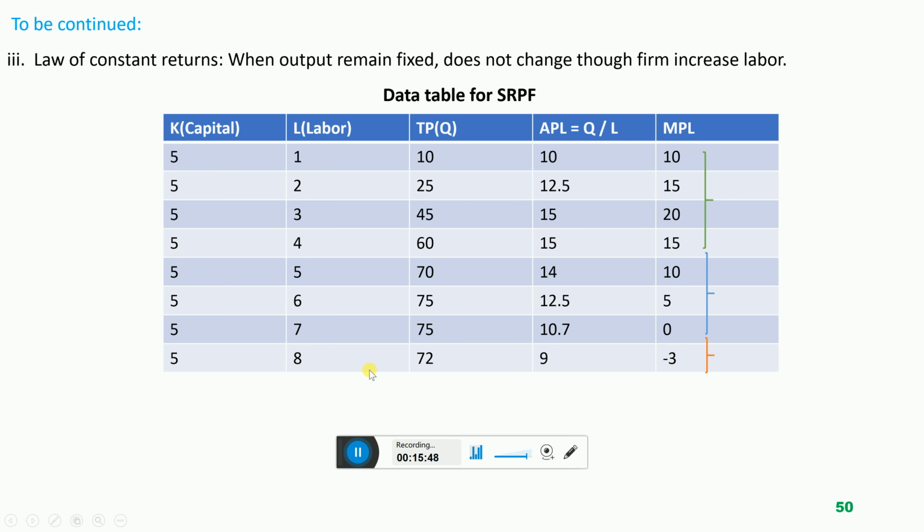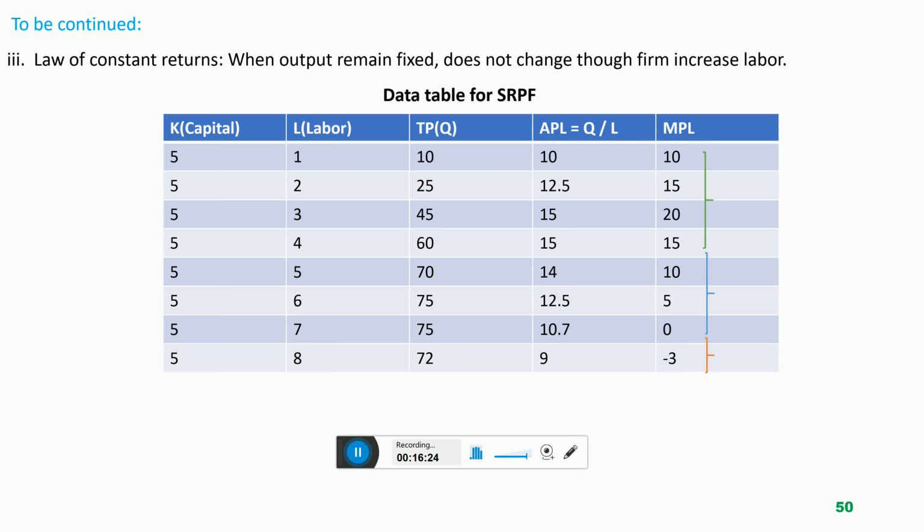APL is also diminishing, decreasing. So the third stage is not a good stage of production because the company is working for earning profit. The company is not working for losing profit. And the third stage is just a loss to the company. In the third stage, the labor hired is unnecessary labor. This is more than the required labor. So the company does not hire more than the required labor. The company will not increase labor when its productivity is 0 or negative.